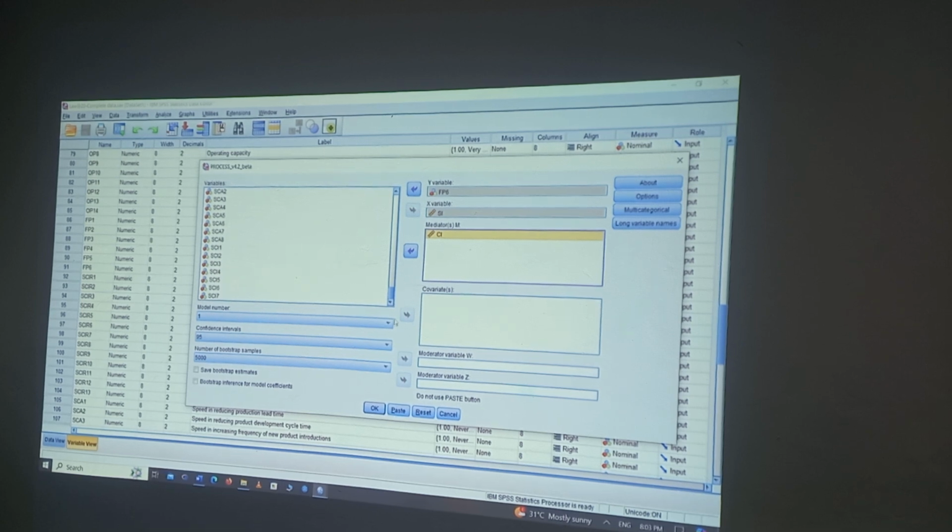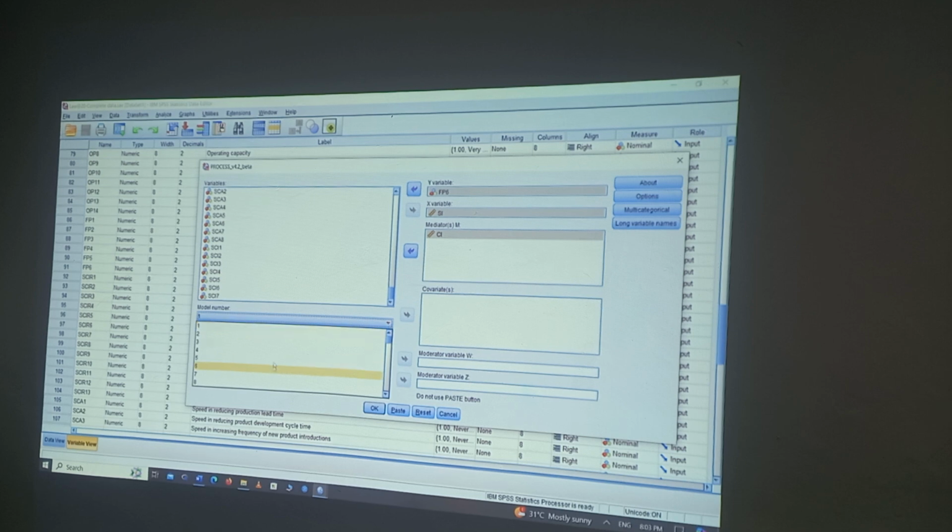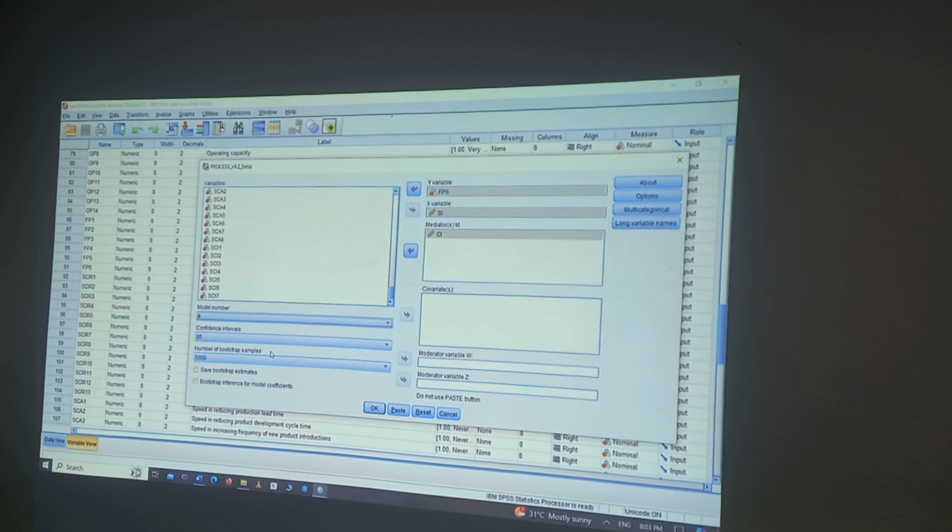But make sure that your model number is correctly selected. And I said the simple mediation is model number what? 4. So come and select model number 4. You can get that in the manual. When you get the manual, the manual will specify all the paths for you. So the one that corresponds with what you are doing, you select the number, and then you follow the procedure to estimate it.